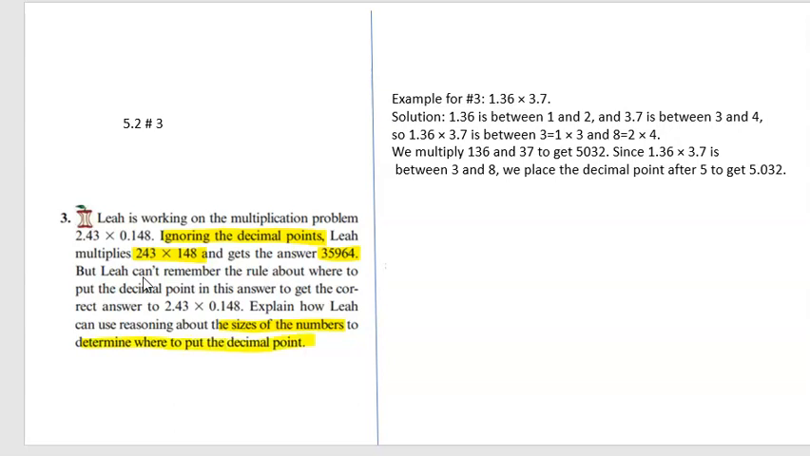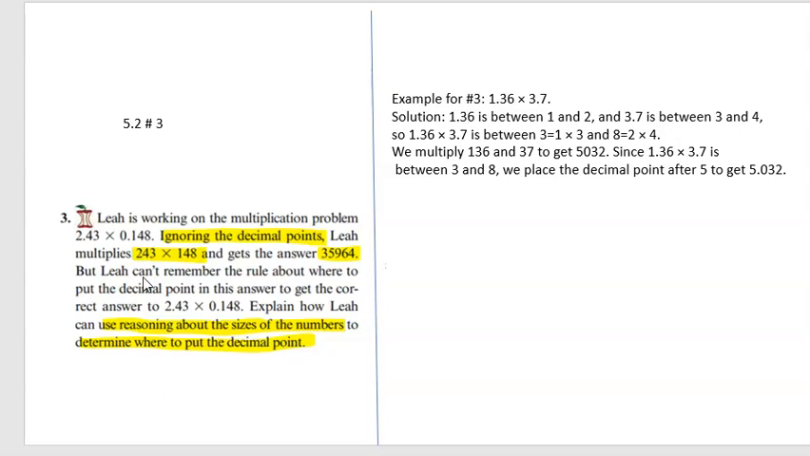So there again, you are supposed to use reasoning about the sizes of the numbers, like how big those numbers are. You cannot say, okay, I'm going to tell Leah you need to count the number of decimal places and add them up and put them back in the answer. Again, that's not what the instruction asks us to do in this problem.